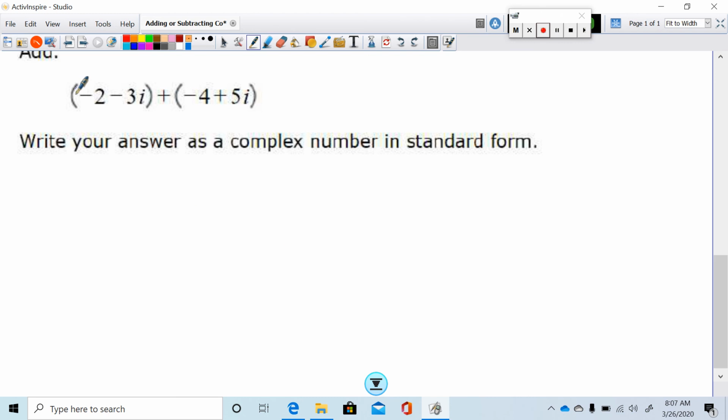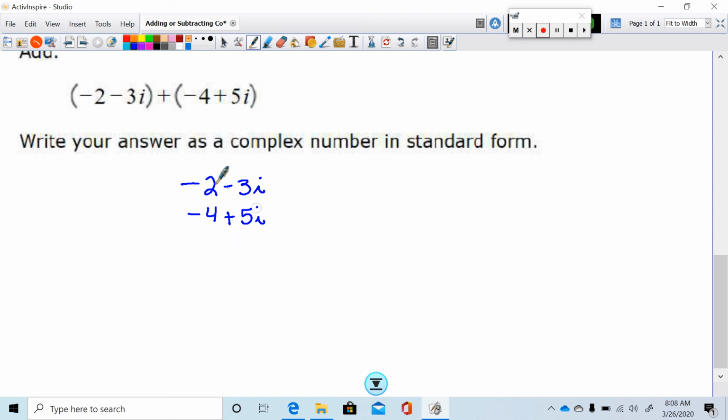The next one, nothing in front of the parentheses, so just take them away. -2 minus 3i. The next parentheses has a plus sign, so don't change anything, just write this down. A -4 and a +5i.